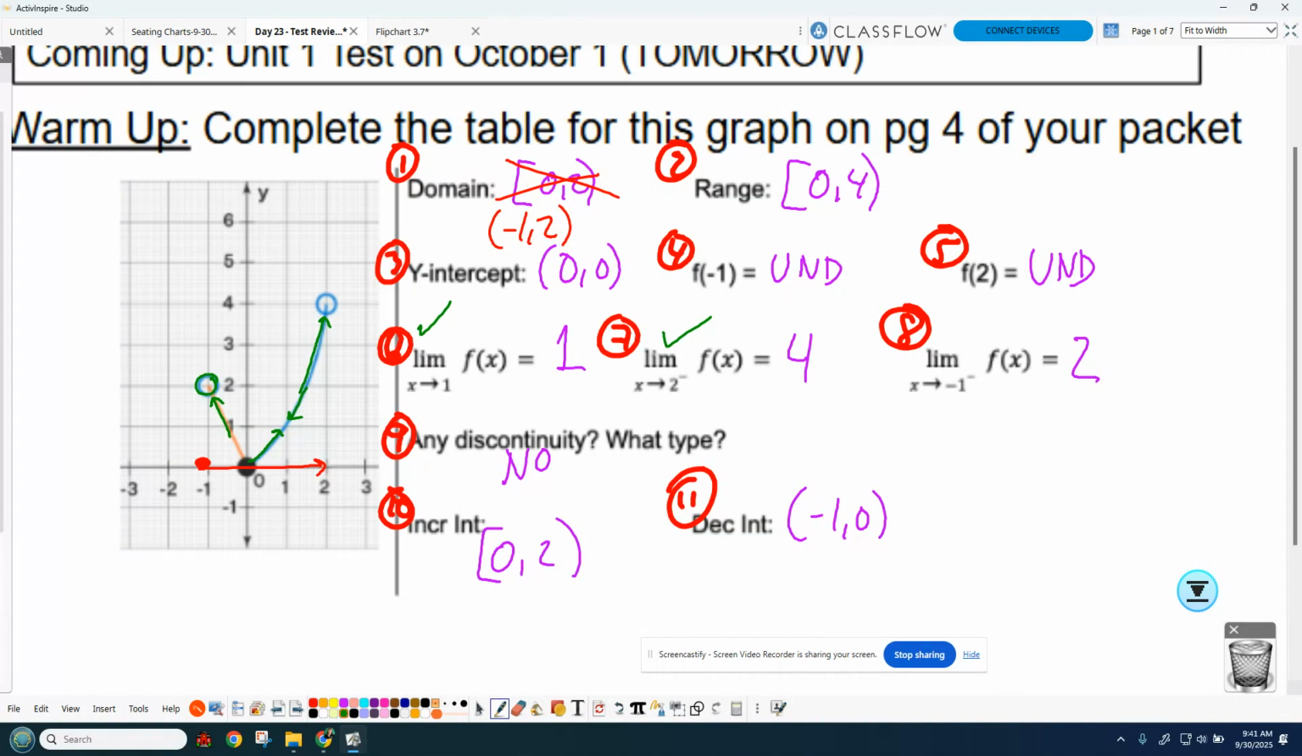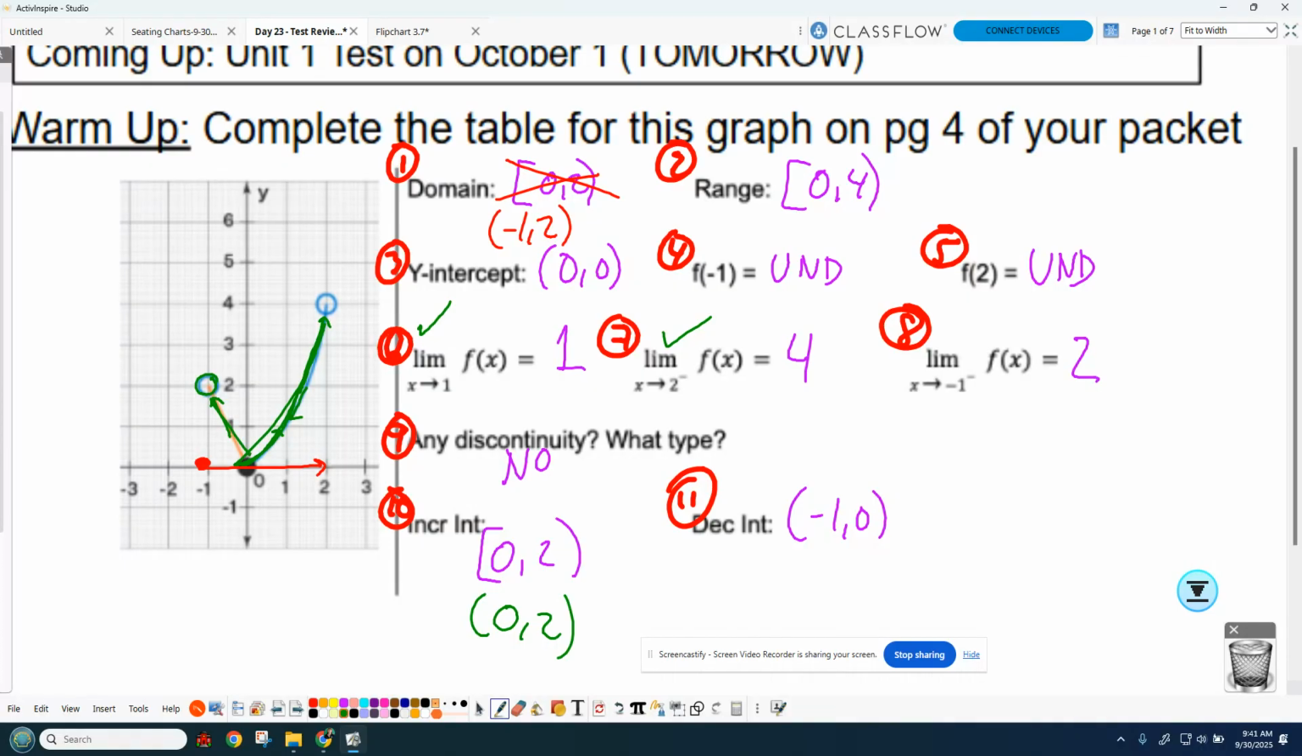Increasing interval, increasing from reading left to right. If this was your stock price, it would be rising from 0 to 2. If you have round brackets, that's fine also. It's safer to have round brackets for both of these than the square. Decreasing interval, -1 to 0, I agree.